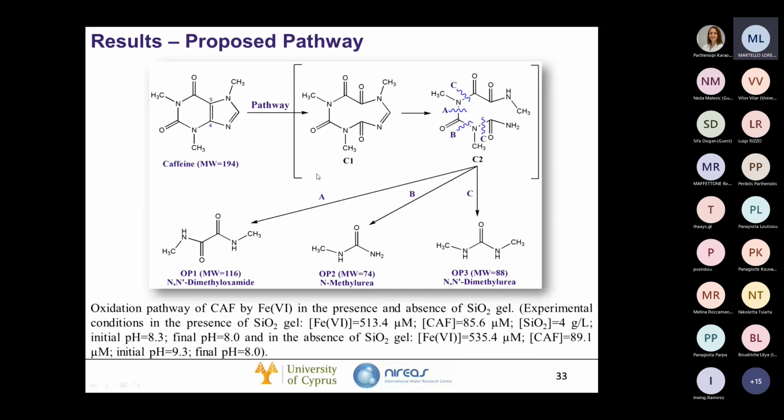Here we showed that iron 6 attacked the C4-C5 bond of the caffeine molecule, resulting in these oxidation products. What was very interesting is that we get the same oxidation products with and without the activation of iron 6 by silica gel, which supports the initial conclusion that it is the iron-based species that are responsible for the observed enhancement. Otherwise, if we had, for example, hydroxyl radical, we would expect some difference in the oxidation products, but this is not what we observed.